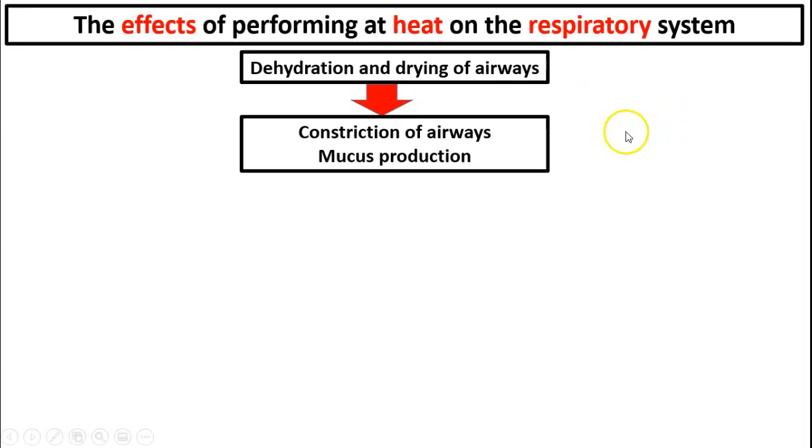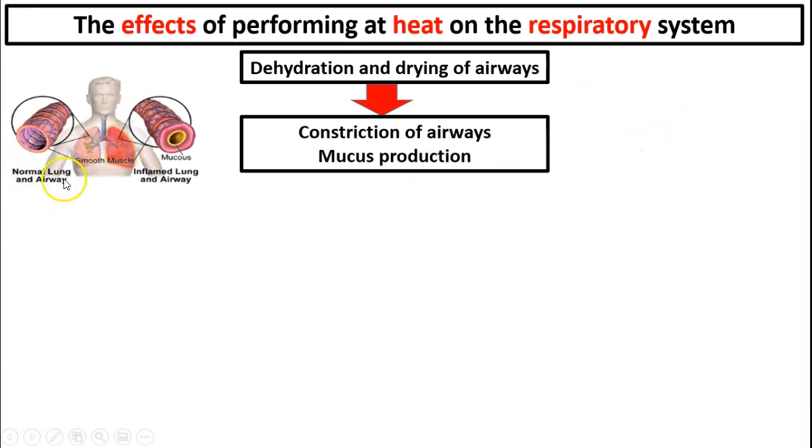So if you imagine what that looks like, if you've got a normal lung airway here, and then you've got one with mucus on here, as you can see, this is an example. If that is maybe a vasodilated airway, this is what would be called a constricted airway. So the constriction is caused quite a bit by the mucus that accumulates here. So because of this, a constriction of airways, mucus production.